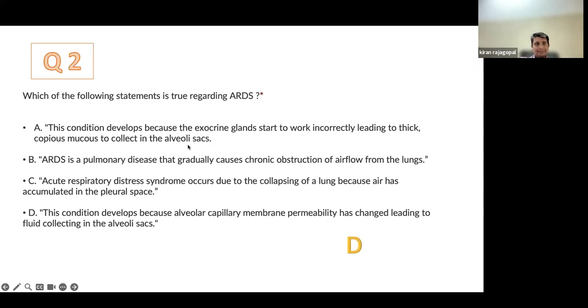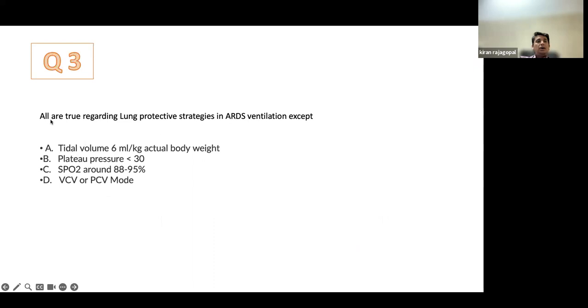Answer is D. Third one, all are true regarding lung protective strategies in ARDS ventilation, except tidal volume 6 ml per kg actual body weight, plateau pressure less than 30, SpO2 around 88 to 95%, VCV or PCV mode. Which of the following doesn't fit in the lung protective strategy? That's the question. Yes, it is A. It is not D. D actually, volume control or pressure control, either one is okay.